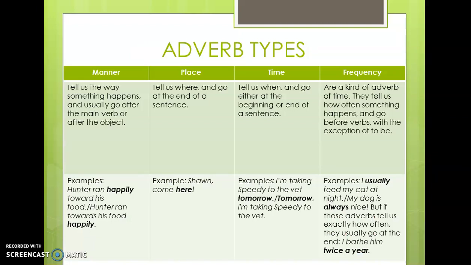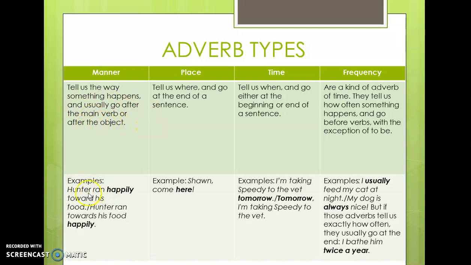Adverb types. Okay, so I made this short in order to explain to you in a simple way the kinds of adverbs and, of course, the examples. So let's start. So we have here manner. They tell us the way something happens, the mode, in this case the conditions when you make an action. So usually they go after the main verb or after the object.